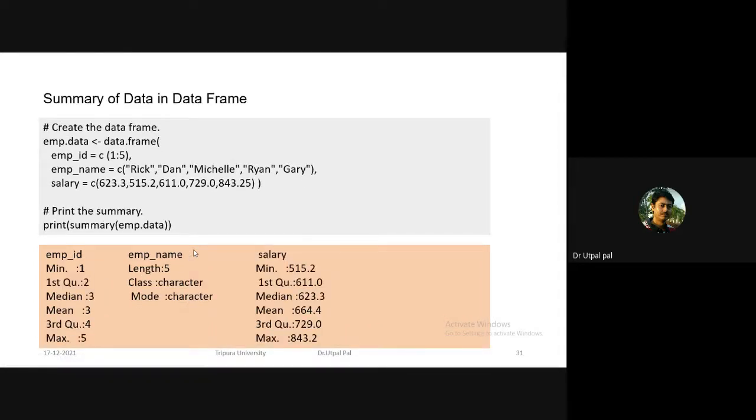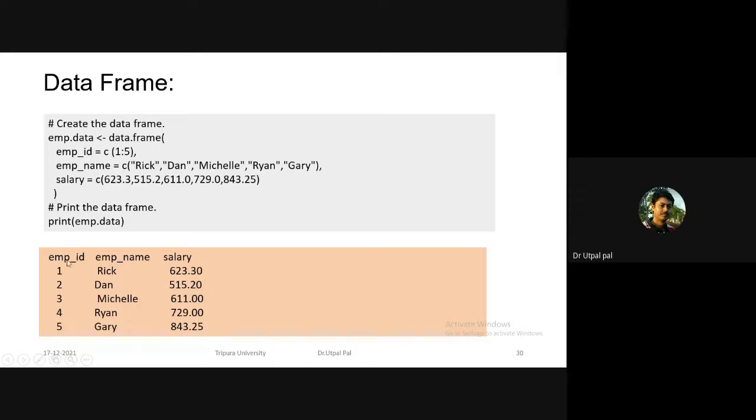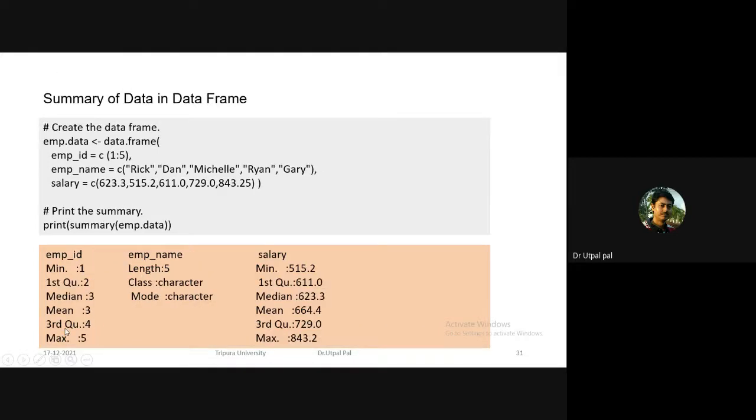And suppose you have a table of data, how do you see the summary of the data? For this, we have a function called summary and the name of the frame. Here we have data employee ID 1, 2, 3, 4, 5. For the first column, the minimum value is 1, maximum is 5. Like that, you can get a summary of the whole table.